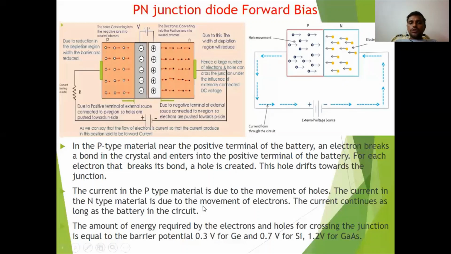Okay, so here we have one basic definition. The amount of energy required by the electrons and holes for crossing the junction is equal to the barrier potential, that is nothing but 0.3 volts for germanium, 0.7 volts for silicon, and 1.2 volts for gallium arsenide. So this is how we can have a p-n junction diode in forward bias.